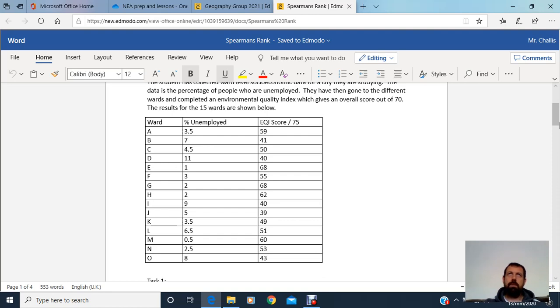This would be something I'd probably do myself, where I go and give it a mark out of 10 for litter, graffiti, noise, greenery. You can make an EQI score to include whatever things you think are more important. But essentially here, the higher the score, the nicer, the better I thought the environment was when I did this.